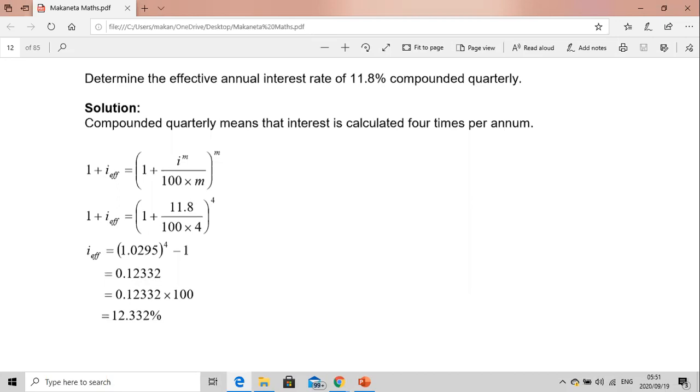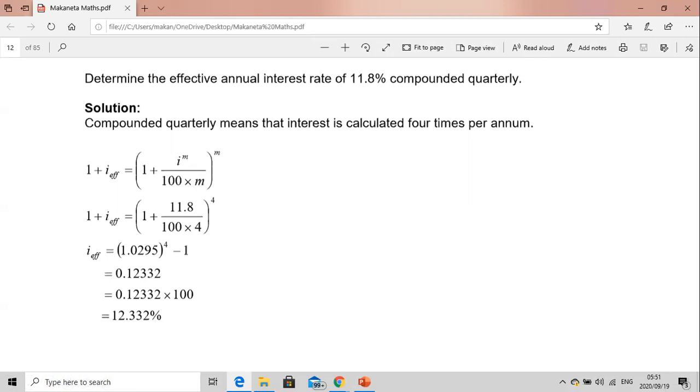Now, in this case, you are given the nominal interest rate, and we have to calculate the effective interest rate. So for the solution, we know that the interest is 11.8%, and we are just going to substitute it here. And then we divide by 100 and by 4, because this is compounded quarterly.